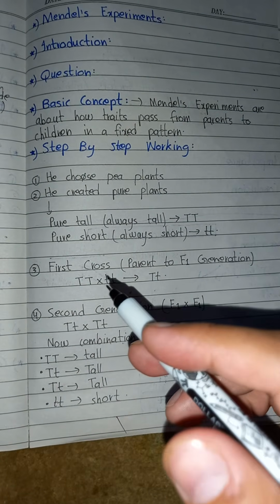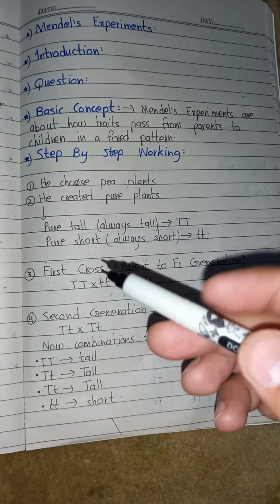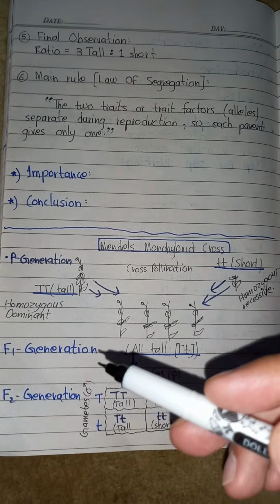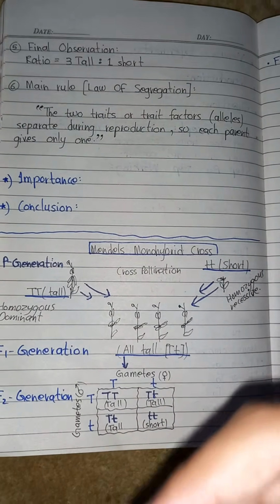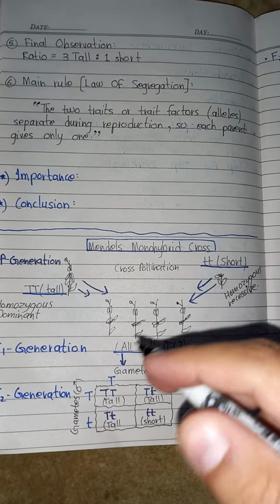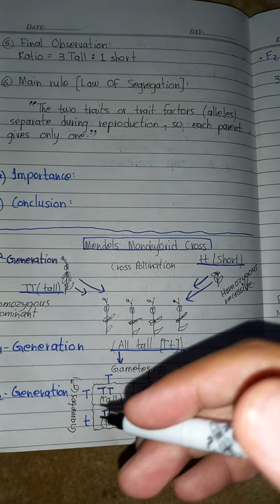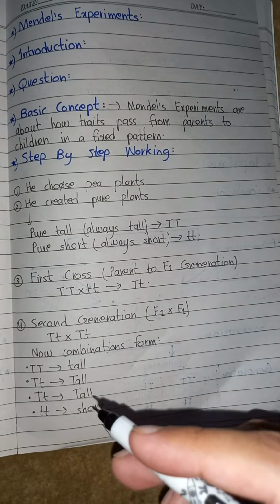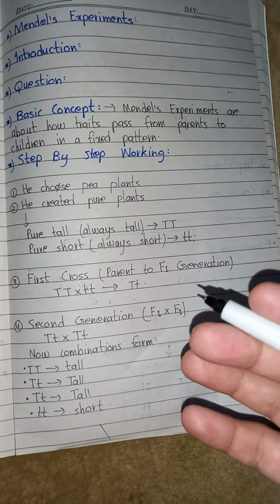Now step number 3, the first cross, from parent to F1 generation. In this, the capital TT and the small tt mix. So in the F1 generation, the result was all plants became capital T and small t, this type of combination. And then all look tall. But important, shortness did not disappear here. It was just hidden.